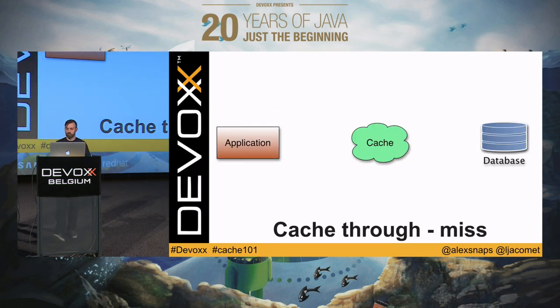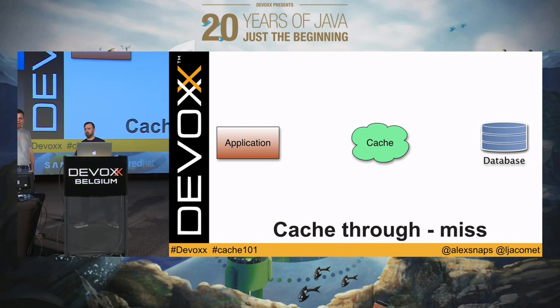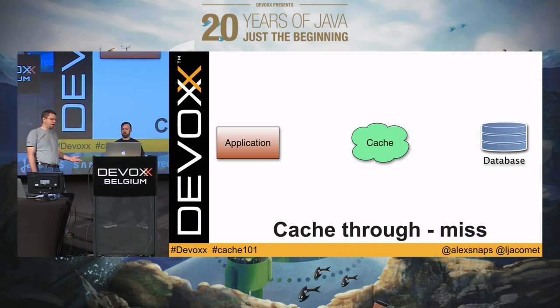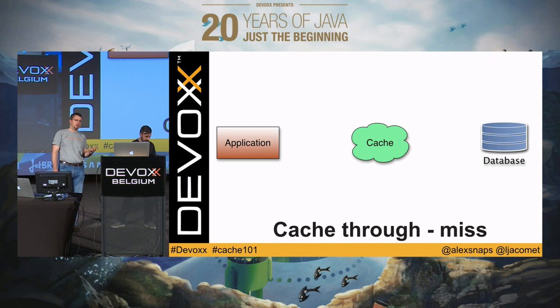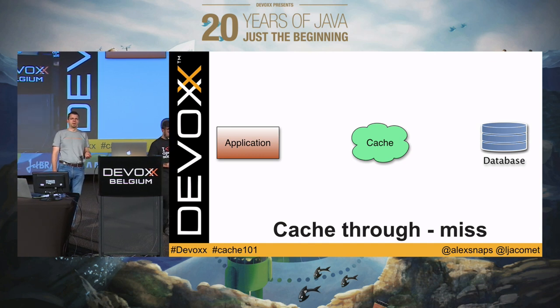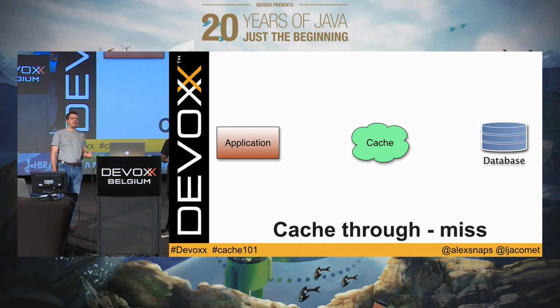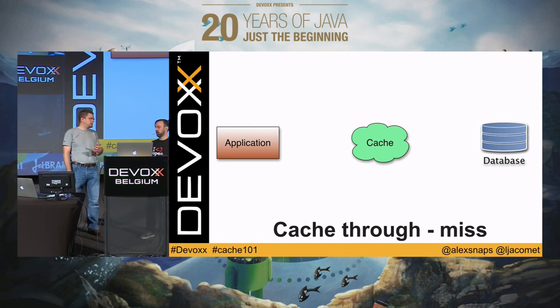All right. So the Hibernate case is actually a nice segue into cache through use cases, because what you effectively get is there is a cache. Actually, let me interrupt you. Go.